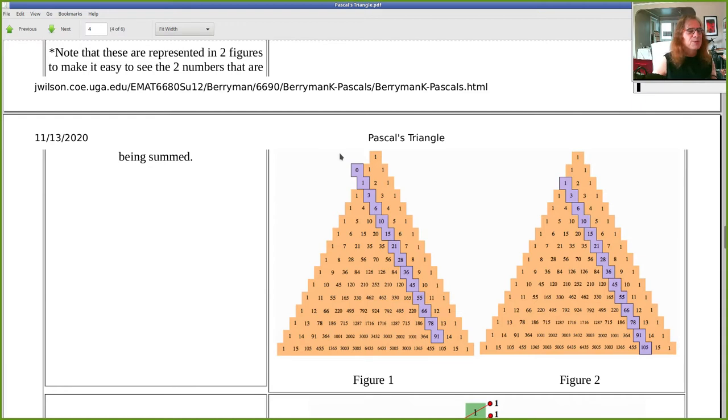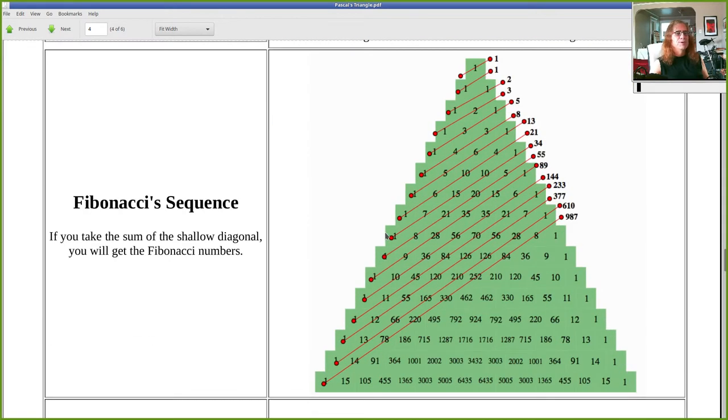adding these up to get squares. So if you go down this diagonal, 1 plus 3 is 4, 3 plus 6 is 9, 6 plus 10 is 16, 10 and 15 is 25. So your squares are found by adding up pairs of integers along that diagonal, which is cool.